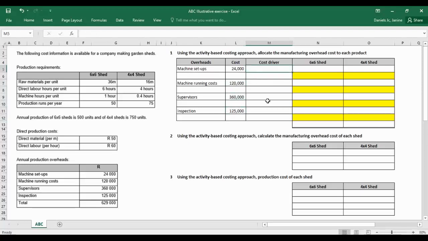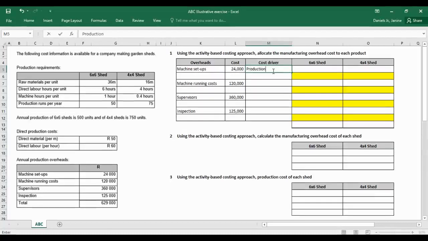And then we have to determine what is driving the costs. So what is the cost driver? Okay, for machine setups, that will have to be the production runs per year, because they will change the setup with each production run. The fewer production runs, the lesser the costs. The production runs will be the cost driver.